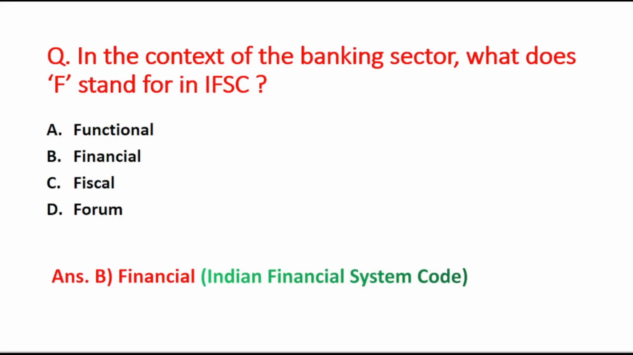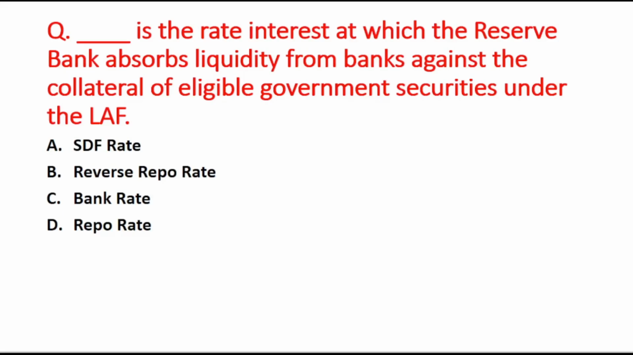Now the next question is, blank is the rate of interest at which the Reserve Bank absorbs liquidity from banks against the collateral of eligible government securities under the LAF. LAF means Liquidity Adjustment Facility. Your A option is SDF rate, B option is reverse repo rate, C option is bank rate, and the last option is repo rate. The right answer is option B, that is reverse repo rate.